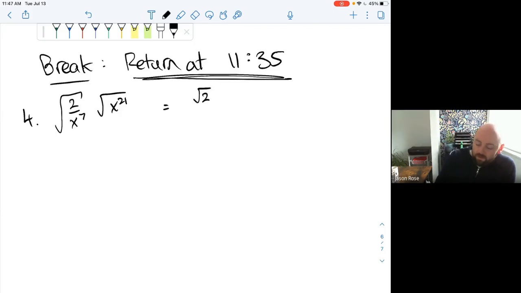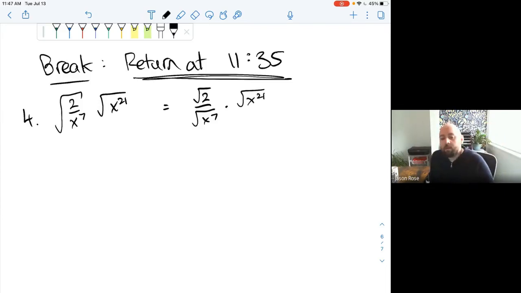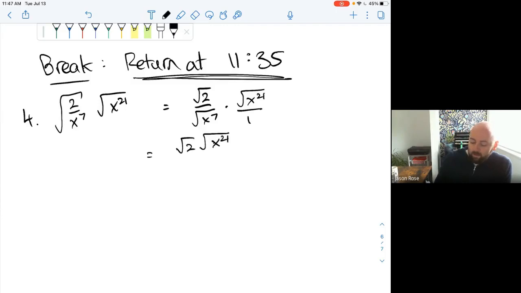So one thing I'm noticing is that I have a root 2 over root x to the 7 here, and here's a root x to the 21 still there. In trying to simplify this, I can note that this is like root x to the 21 over 1. And when multiplying two rational things, I multiply top by top and bottom by bottom. Root x to the 7 times 1 is just going to be root x to the 7. And where I go from here, you know, you can kind of choose your approach.